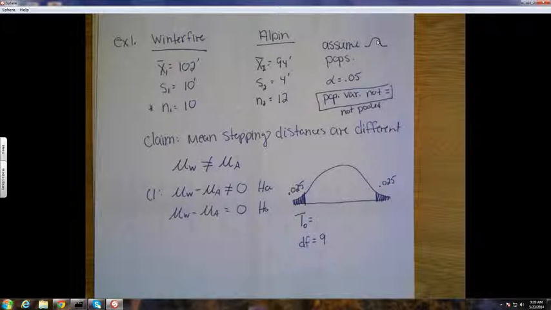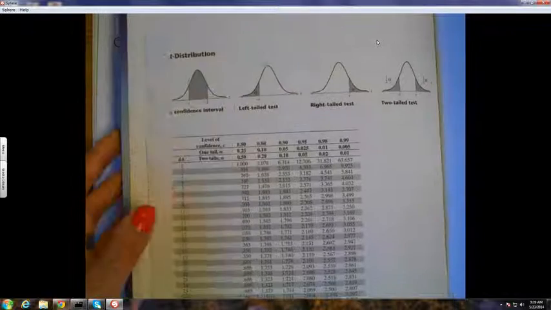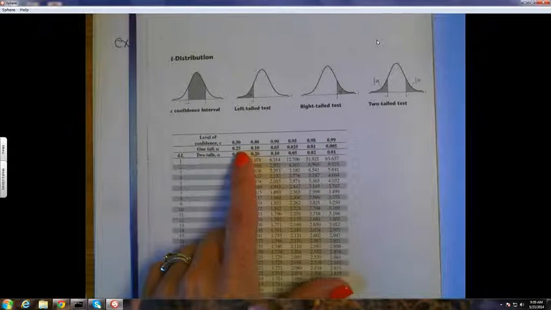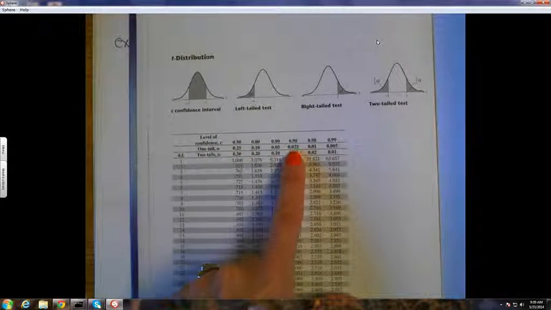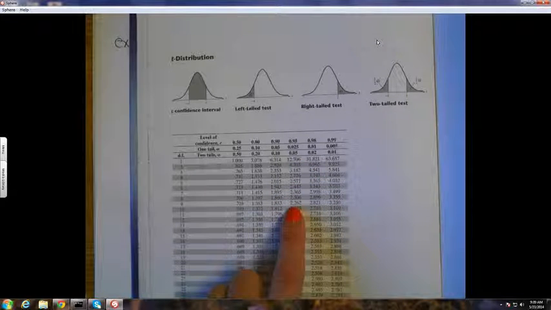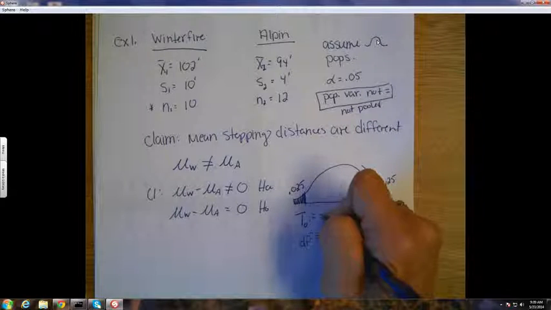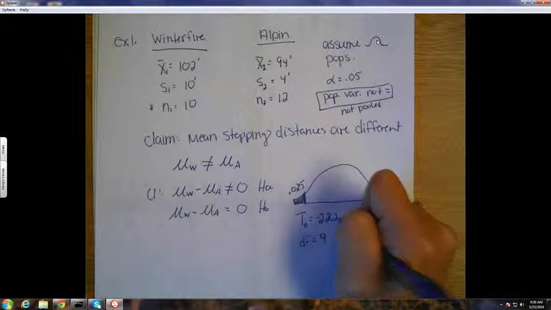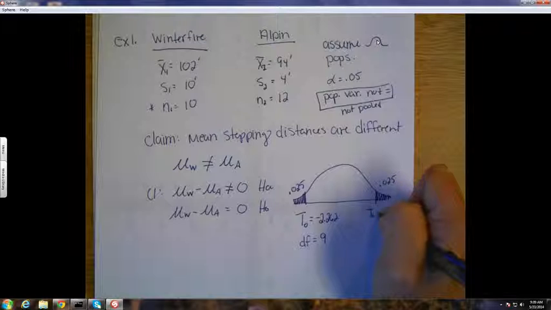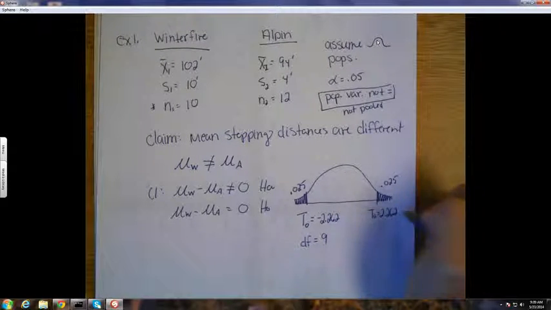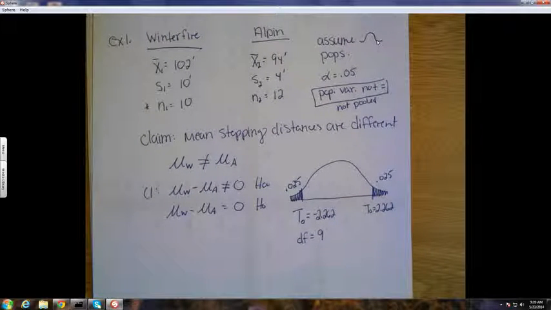We've got a .025 in the one tail. I'm just going with the .025 in the one tail, and 9 it was? Did you guys get a 2.262? So I got a negative 2.262 here, and a positive 2.262 here. Any questions on that part? Okay, and now we just go and change our sample difference into a t-score, and we'll compare.